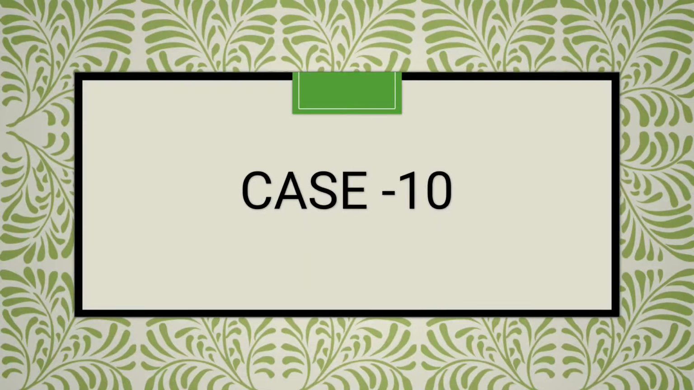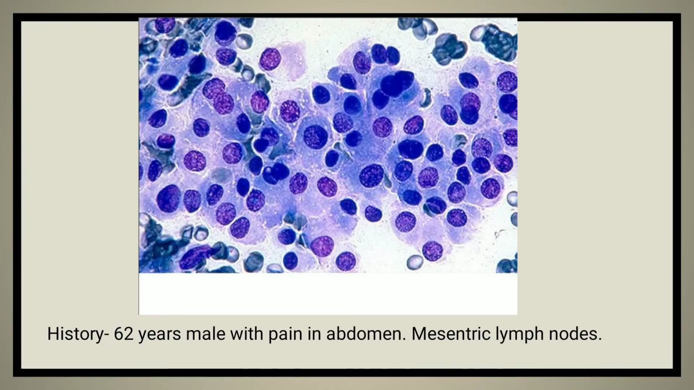Good morning, everyone. I am going to discuss case number 10. The history provided was a 62-year-old male with a complaint of pain in the abdomen. Cytology slides were done from mesenteric lymph nodes.